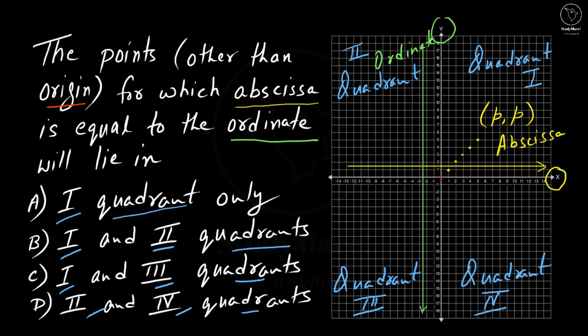There is no other path where we can get both the values as equal in this quadrant. Now moving on to the second quadrant, we have this point as -1, 1. This point as -2, 2. This point as -3, 3. This point as -4, 4.